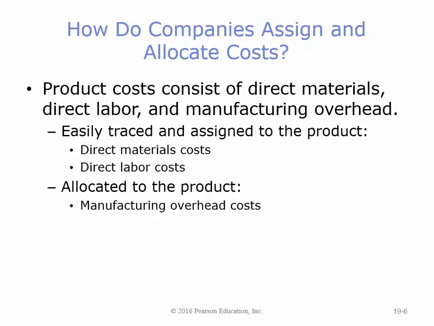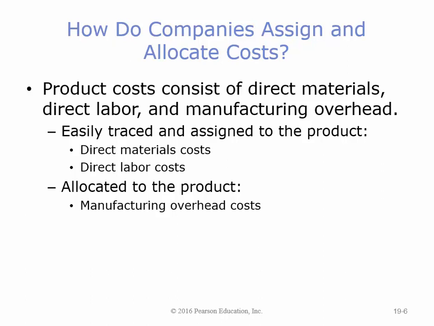okay. Remember the difference between direct materials and direct costs. Those are the ones that are easily traced to specific products. And then we have the allocated costs, right? This is what we've been doing all class to this point. So pretty much this whole chapter deals with just this part, manufacturing overhead.